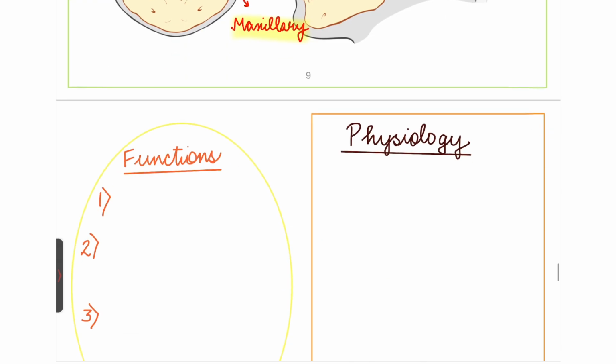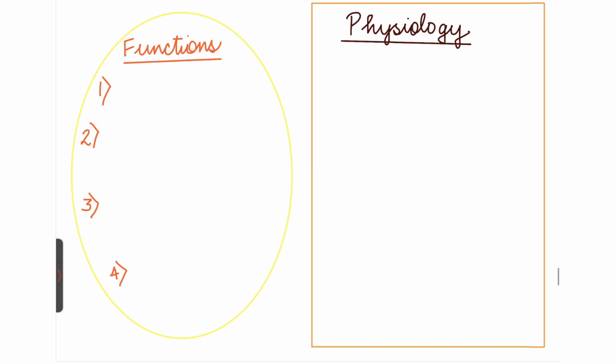Let's move forward and look at the functions. The functions of PNS are very easy to understand if you remember the definition of what these actually are. So what are PNS? PNS are air-filled cavities in the bones, right? So the first function is they lighten the skull bone.